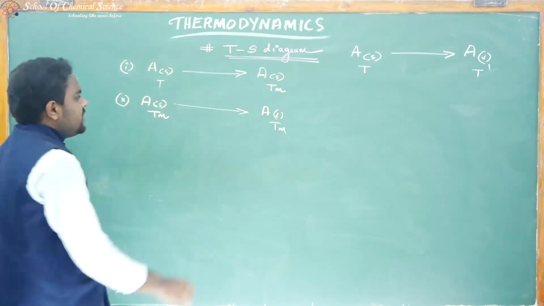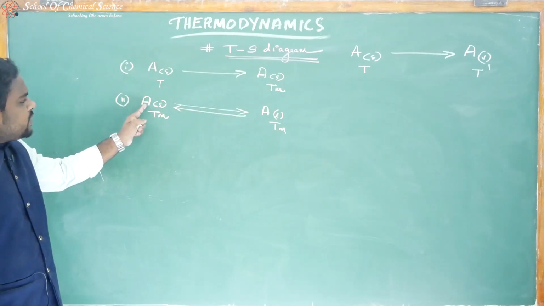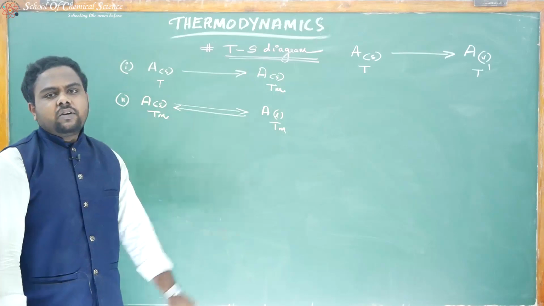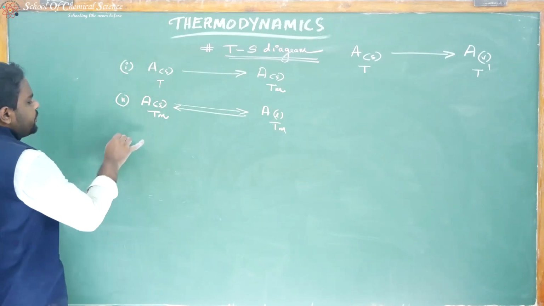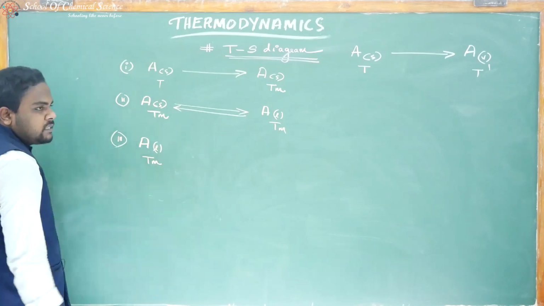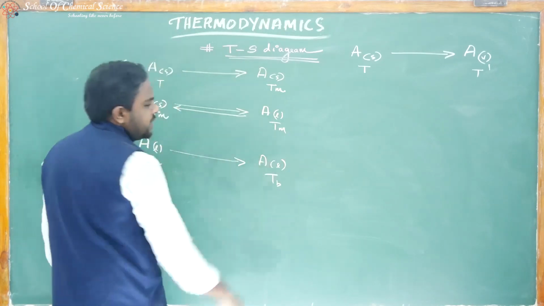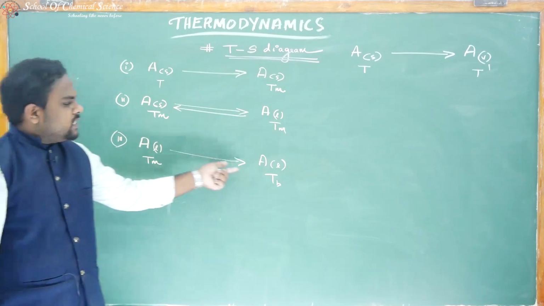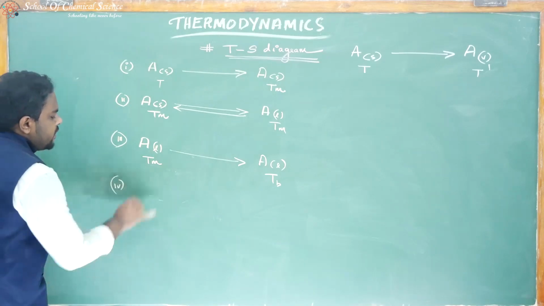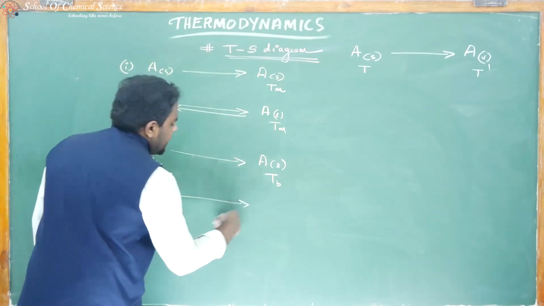This is a phase transition and it is a reversible process, because you are at 0 degree Celsius, and the ice is converted completely into water at 0 degree Celsius. Then third step, A is a liquid at melting temperature, that means 0 degree Celsius, converted into A liquid at boiling temperature T B. That means the liquid at 0 degree Celsius is converted into liquid at 100 degree Celsius.